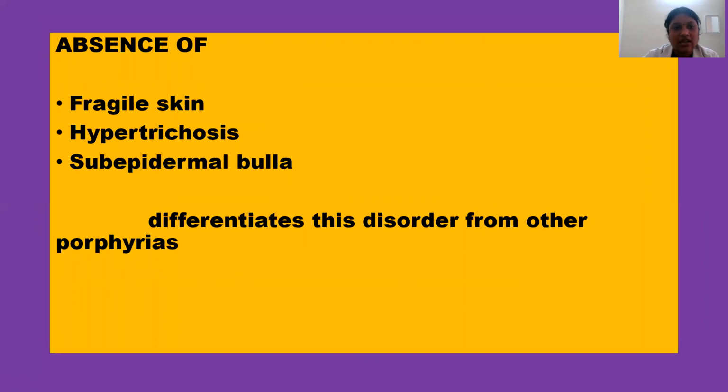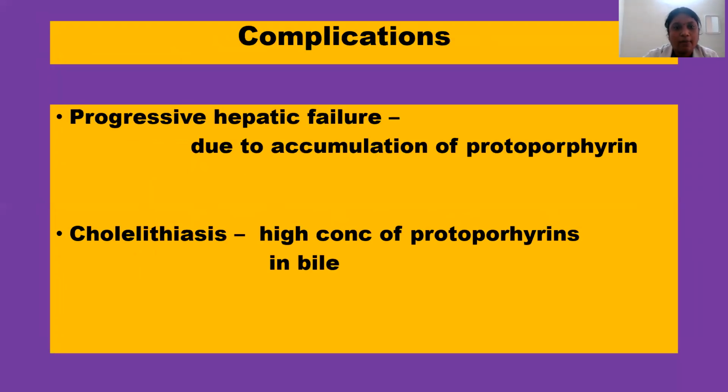Absence of fragile skin, hypertrichosis, and subepidermal bulla differentiates this disorder from other porphyrias. Complications are progressive hepatic failure due to accumulation of protoporphyrin, and cholelithiasis because of high concentration of protoporphyrins in the bile.